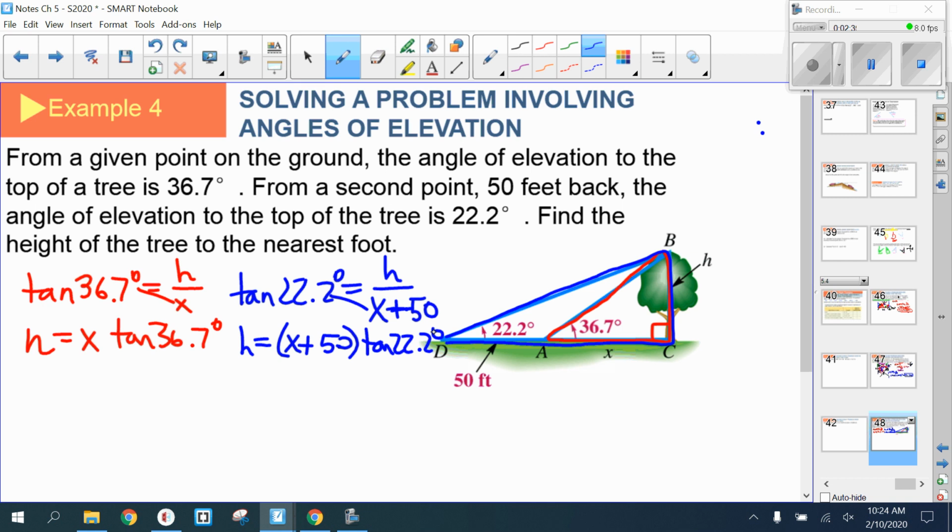So what we can do is, since both of these two things are equal to h, they're both equal to the same thing, so then they must be equal to each other. So you would just set those two things equal to each other.